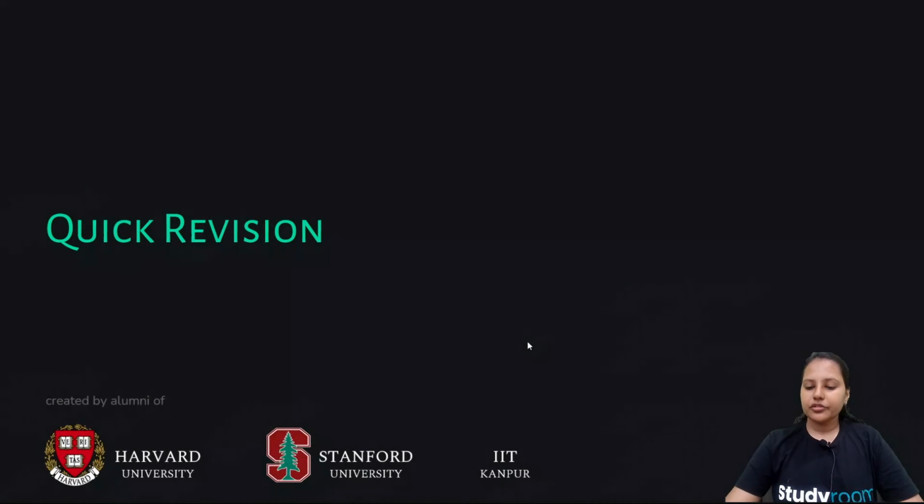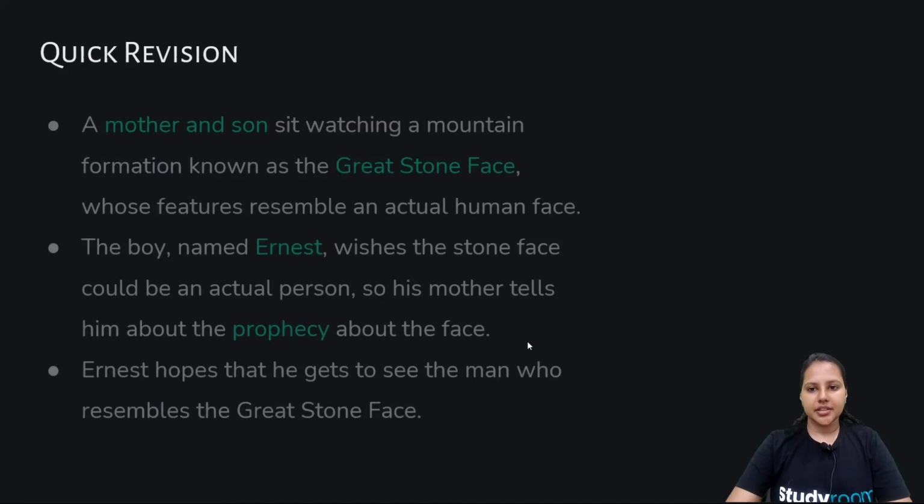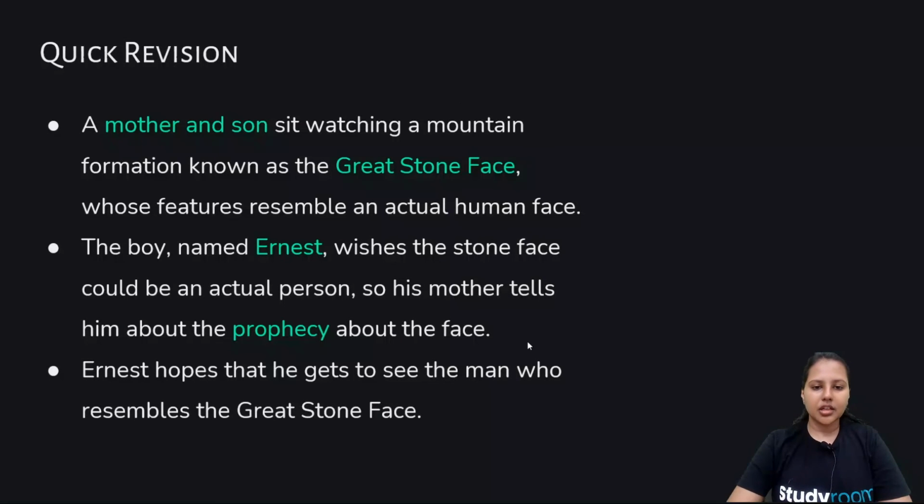So before we move, here's a quick revision of the story that we read today. A mother and son, Ernest and his mother, were sitting and watching a mountain formation known as the Great Stone Face, whose features resemble an actual human face. The boy named Ernest wishes that the stone face could actually be a person who could speak, because his voice would be so pleasant, and the prophecy. Ernest hopes that he gets to see the man who resembles the Great Stone Face, so that the prophecy comes true.